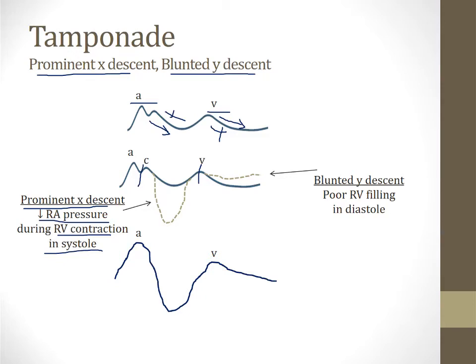The other finding in tamponade is a blunting of the Y descent. So the Y descent, shown right here on the normal tracing, is caused by blood leaving the right atrium for the right ventricle. And there's poor RV filling in diastole in patients with tamponade, and therefore the Y descent is blunted. So what you see in patients with tamponade is something that I've shown on the bottom of the screen here. You've got a very prominent X descent here and a very flat or blunted Y descent.